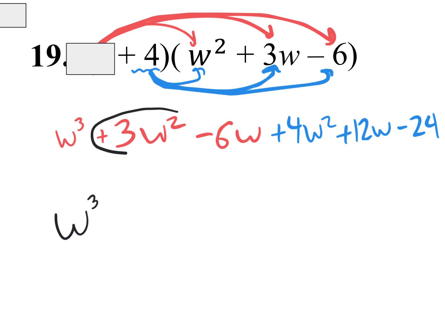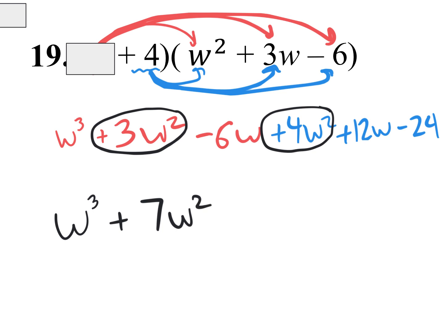I have 3 of these W squares, and I have 4 more of those W squares. How many W squares do I have? A total of positive 7 of those W squares. And then I move on to -6W plus 12W. That's going to be a positive 6W. If you owe 6 and you have 12, you're going to pay them off and you still have 6 left over. We're talking about W's here.